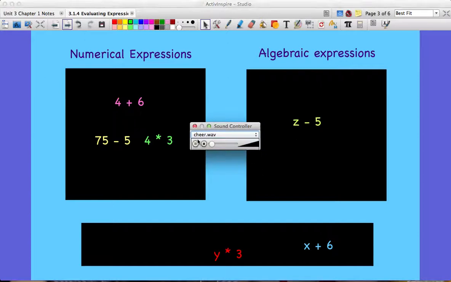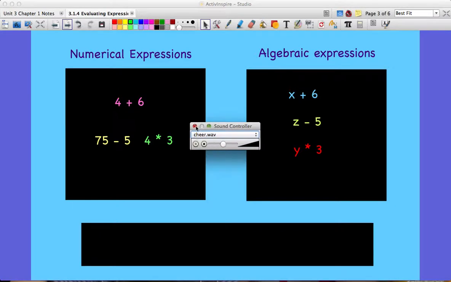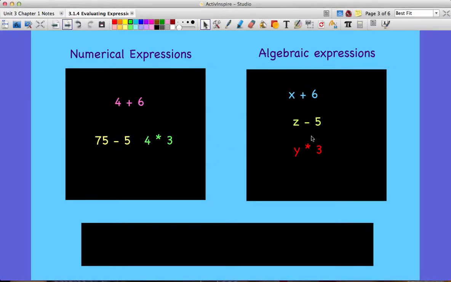And then each of the following are algebraic because they have variables. In this case, there was z, and in that one there is a y, and in this one there is x. Your variables can be any letter, and like I said before, I remember this by remembering that algebraic expressions are going to have letters from the alphabet in them.